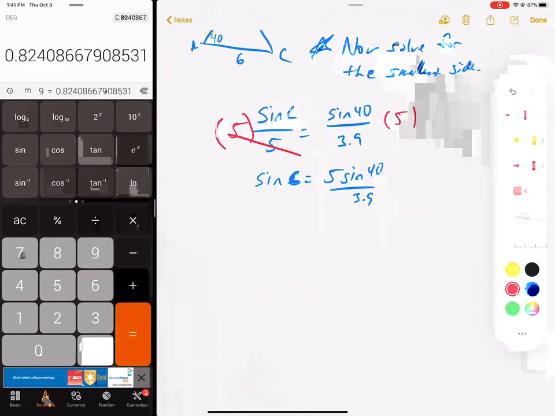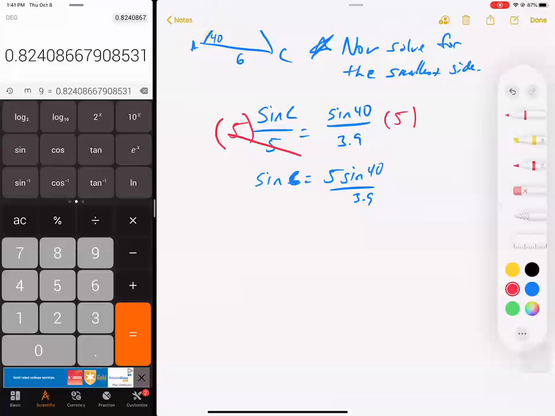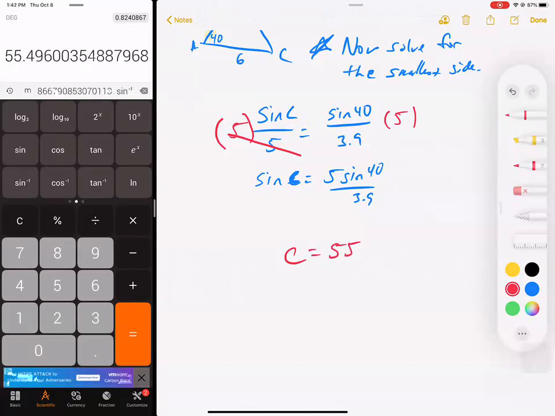Does 0.82 look like an angle to you? No, that's not even 1. So we have to do one more step. We're going to sine inverse our C. So we're going to hit sine inverse. My button is here. Your calculator probably has to just shift. We end up with the angle 55.5 degrees, rounding up.